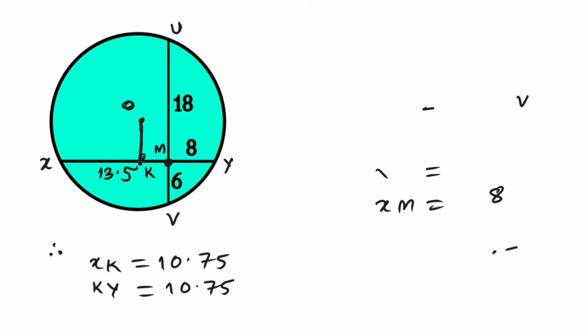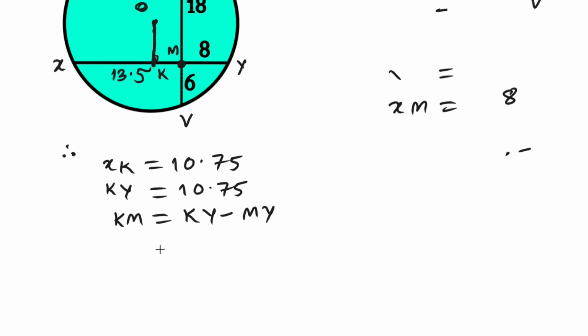Now pay attention to what happens here. Point M is already 8 units away from Y along the chord, and KY is 10.75. Therefore, KM equals KY minus MY. Substituting the values, KM equals 10.75 minus 8, which equals 2.75 units.